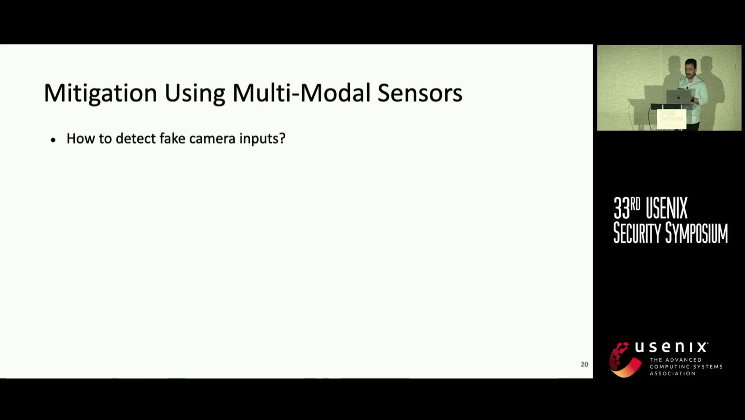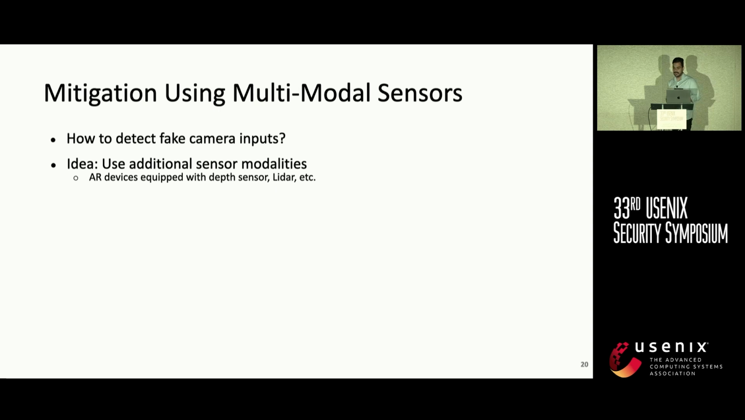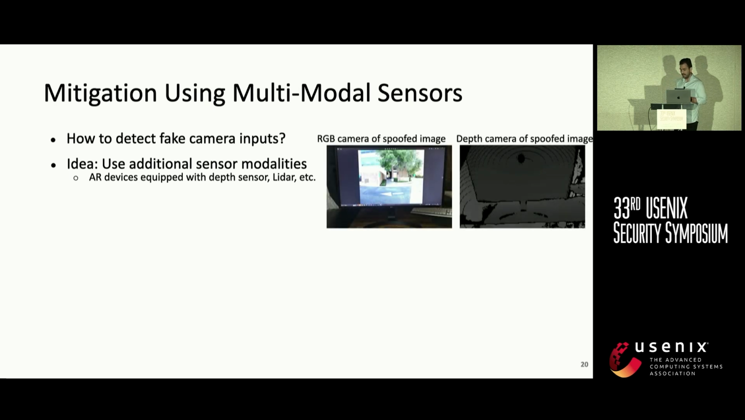And the question is, how can we detect the fake camera inputs and mitigate the attacks? One idea is using additional sensor modalities, for example, using AR devices equipped with a depth sensor. For example, here in the left image, you can see the output of the RGB camera, but the right side shows the output of the depth camera.